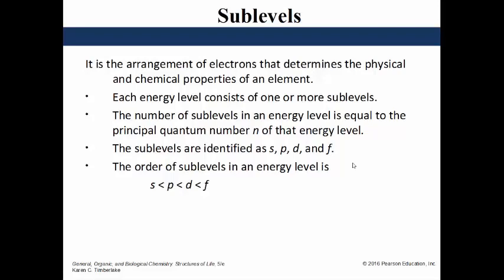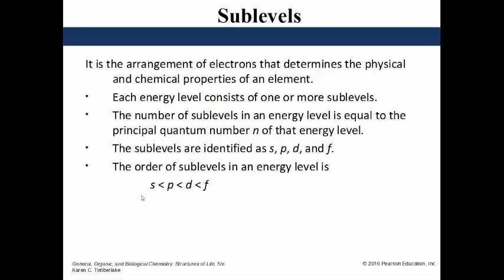Now it is the arrangement of these electrons that helps determine chemical and physical properties of any given element. And each energy level, N1, 2, 3, 4, 5, and so on, has one or more sublevels. And the number of these sublevels within an energy level is equal to the quantum number of that level. And the sublevels are identified by these letters S, P, D, and F. And this is the order that they go in.